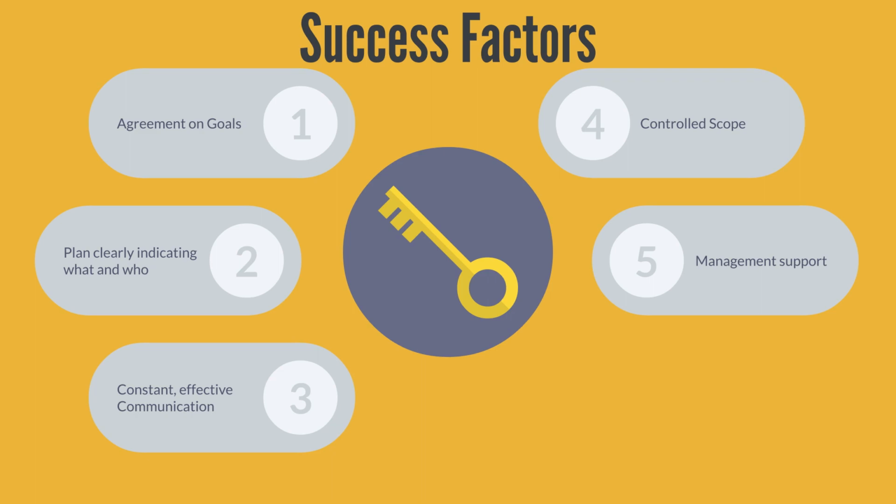Third, a good project requires constant and effective communication. No surprises. Fourth is to control the scope. Scope creep, which happens when the scope grows to include new things, is a major obstacle and it must be avoided. Finally, management support. Without it, failure is certain.